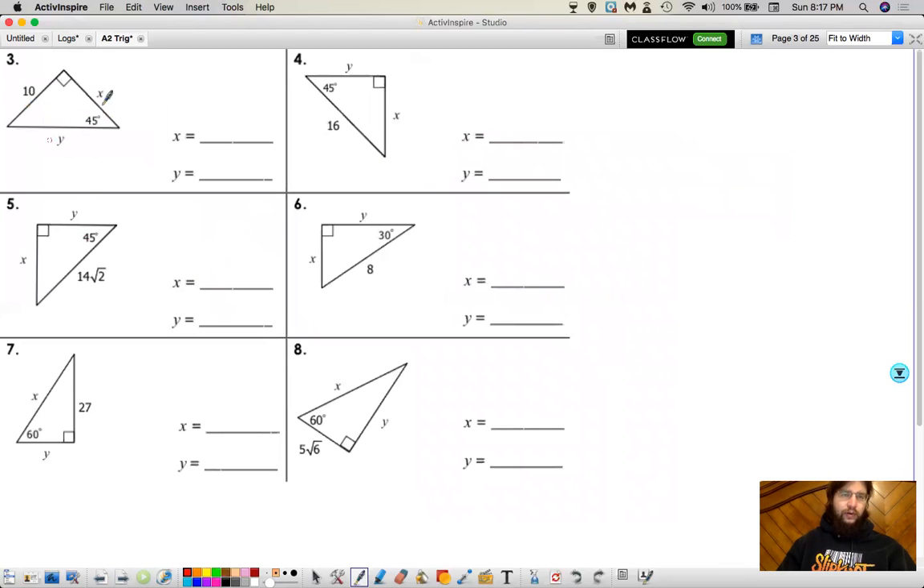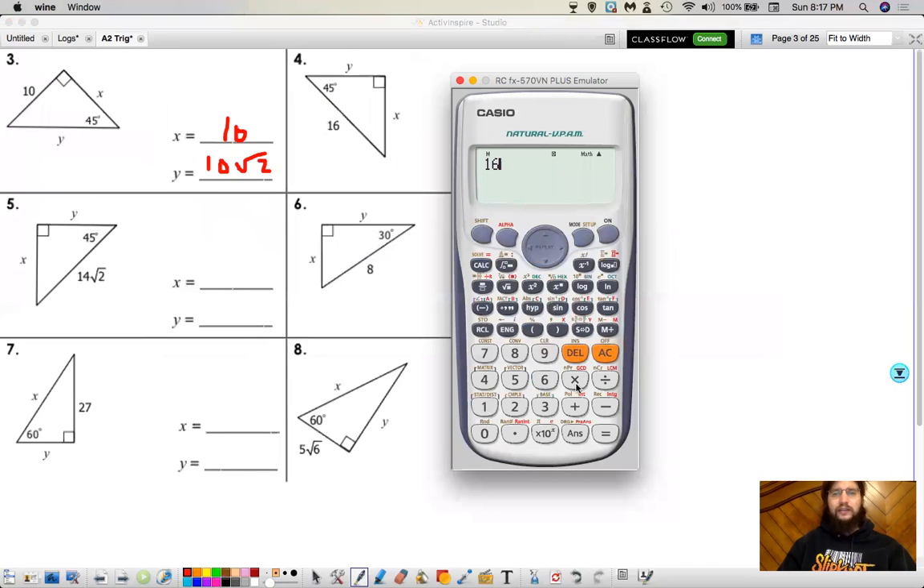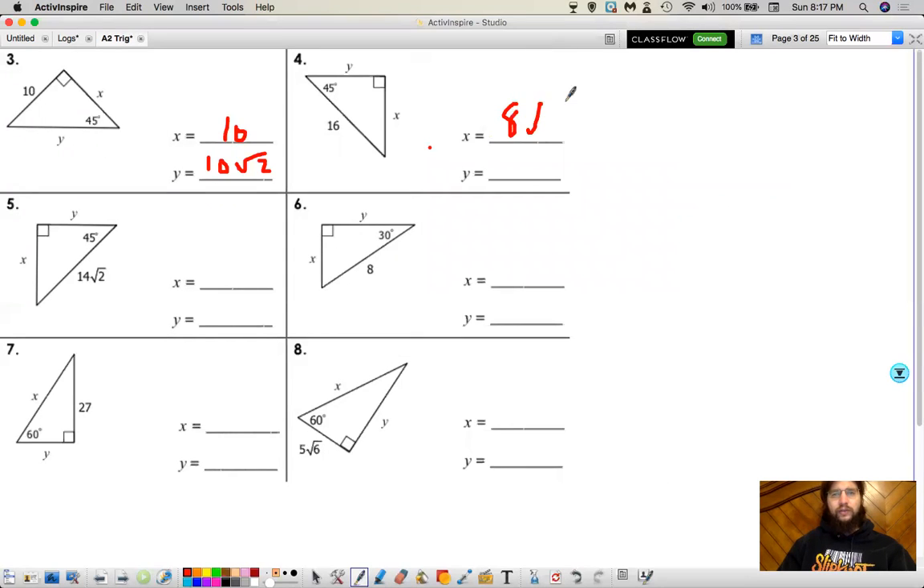This is a 45, 45, 90. So whatever this leg is, the same as this leg. That makes that 10. And we know it's square root of 2 times that. So 10 square root of 2. We know 16 is my hypotenuse. So if I take my calculator, 16 divided by square root of 2 is 8 square root of 2. Here, that's easy. That's 14 on both.